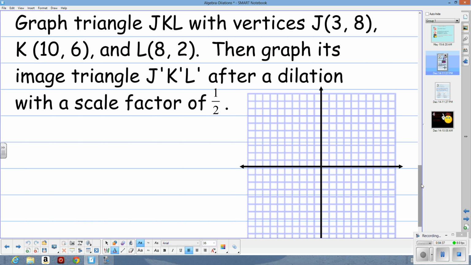So that leads us to our next example. Graph triangle JKL with vertices 3, 8, 10, 6, and 8, 2. Then graph its image triangle J prime, K prime, L prime after dilation with scale factor of 1/2. So let's start by graphing the original triangle. J is at 3, 8, so we're going to go to the right 3 and up 8, and we're going to label that J. K is at 10, 6, so you're going to go to the right 10 and up 6. Label that K. And then L is at 8, 2, so to the right 8 and up 2.